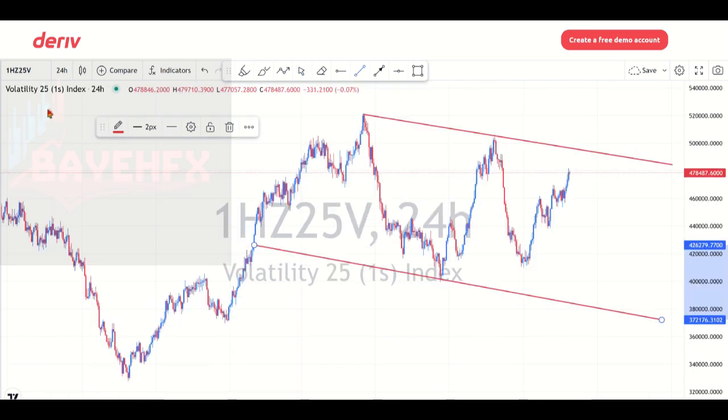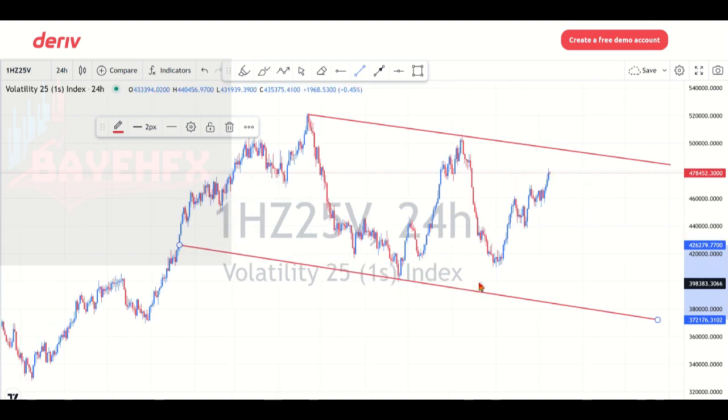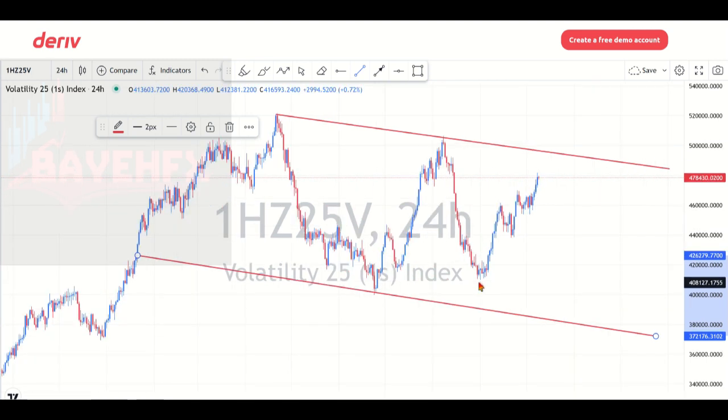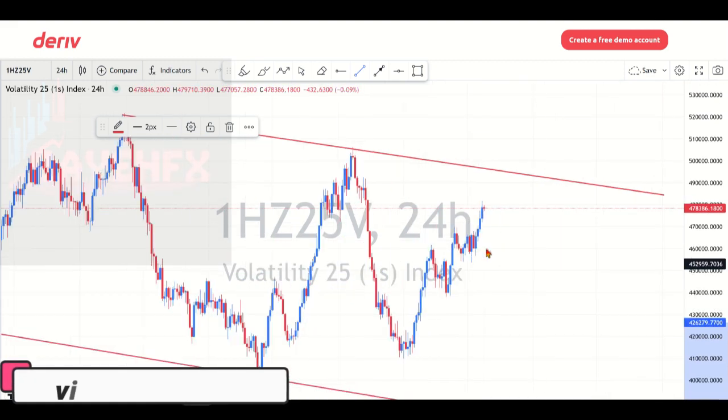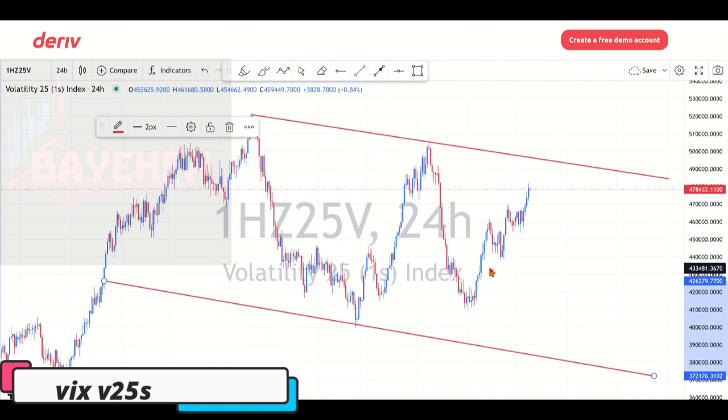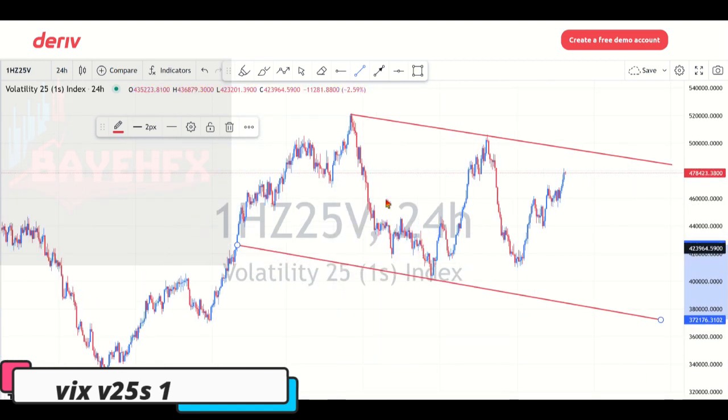Hello guys, this is VIX25, and with the patterns we're seeing on the VIX25, we are in a bearish correction so far. Right now, as you can see on this particular market, we created a new high here, but when the market reversed, it failed to clear that high.